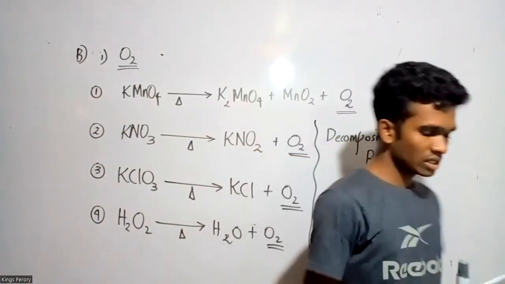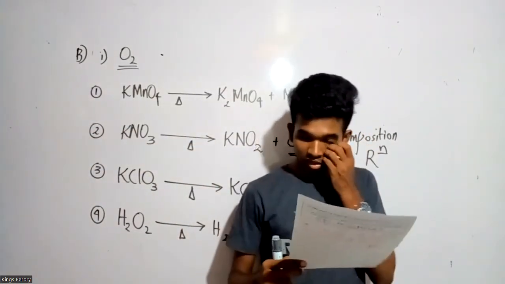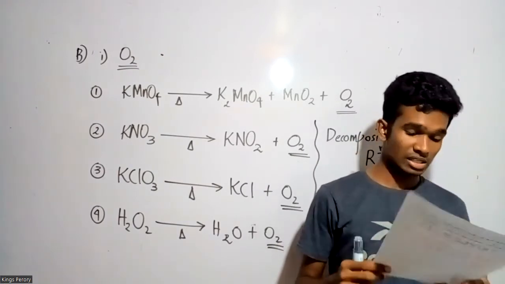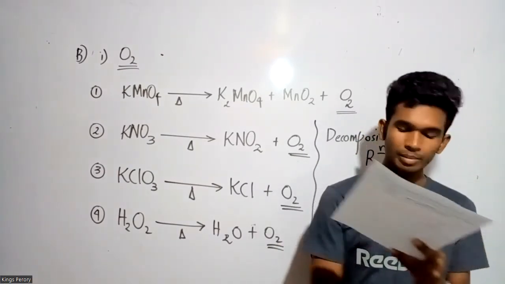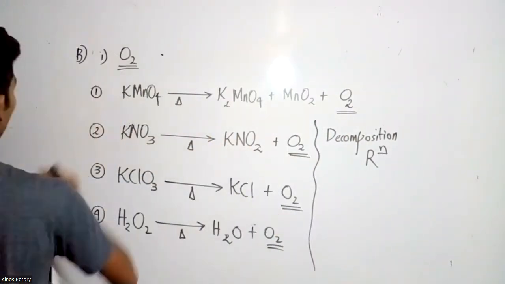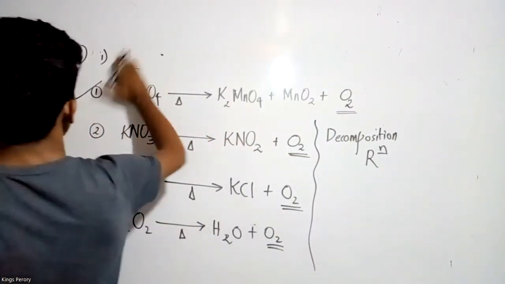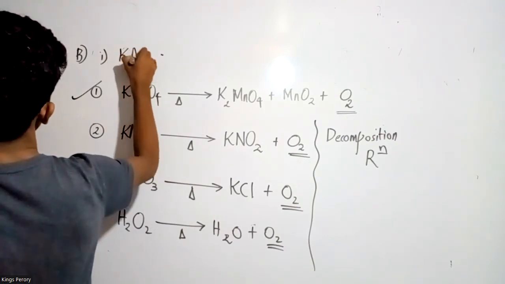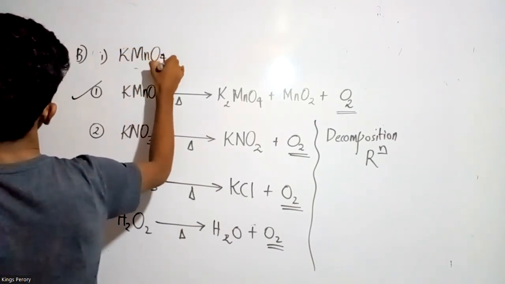Among the compounds given below, which compound can be used to produce oxygen gas? Calcium carbonate, potassium permanganate, magnesium sulfate. So you can clearly see the answer is potassium permanganate. Roman number 1, the answer is potassium permanganate.